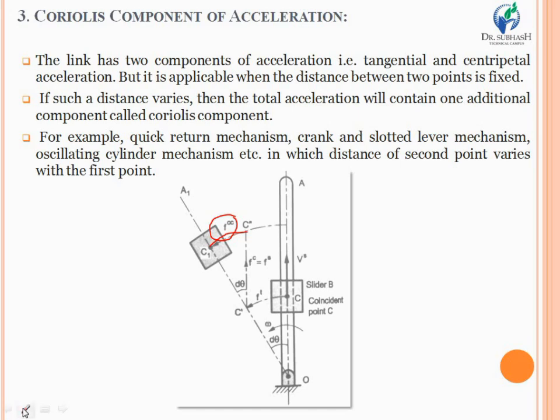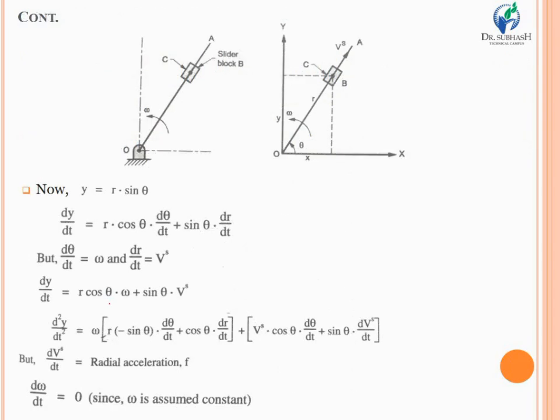So this is how the various components of acceleration are generated while a link is rotating and one point is sliding on it. Now it is very important to determine the magnitude of the third component, the Coriolis component of acceleration, and for that kindly go through the two diagrams given.